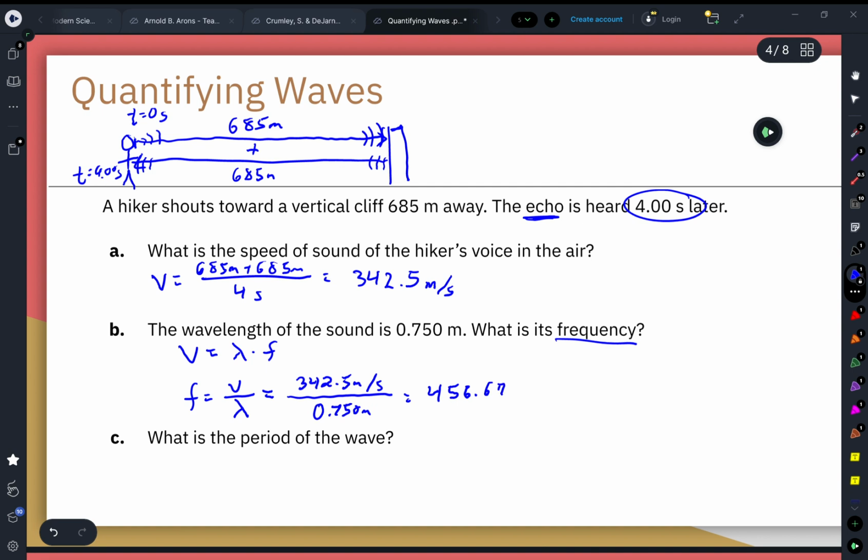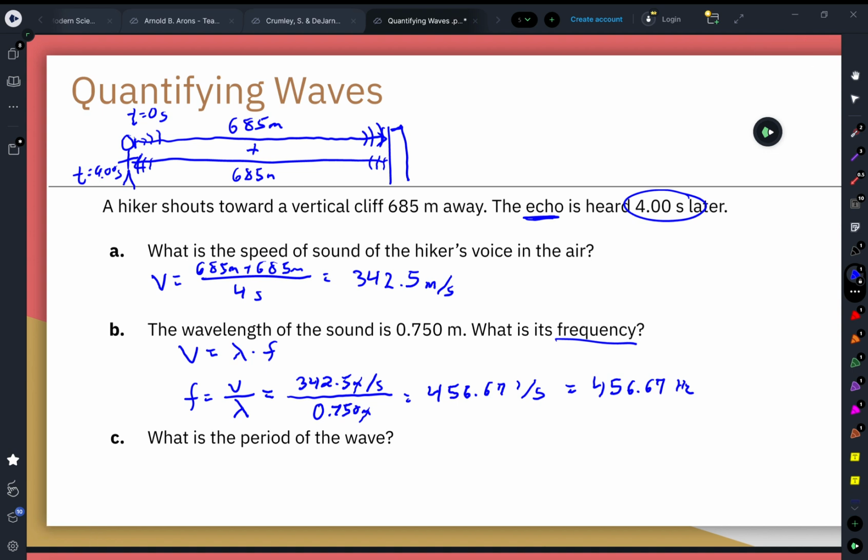456.67. The meters cancel out, giving us units of 1 over seconds. That's also known as a hertz. There are 456.67 cycles every 1 second, or 456.67 waves each second, which is how many hertz there are.